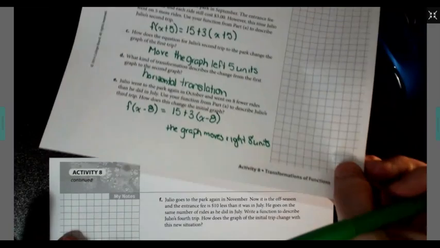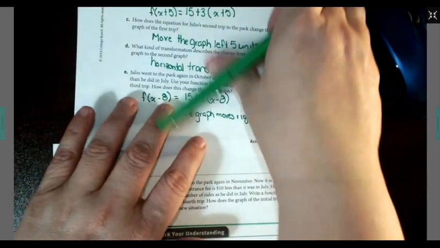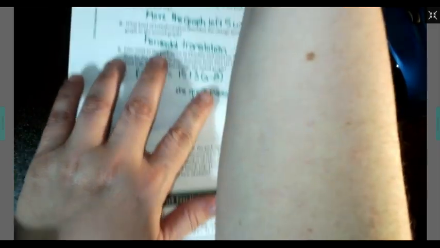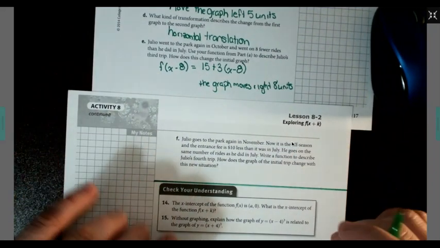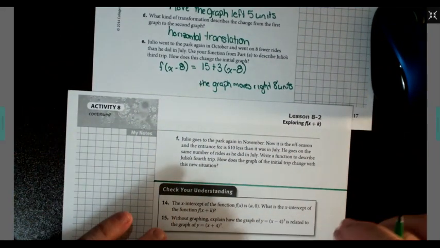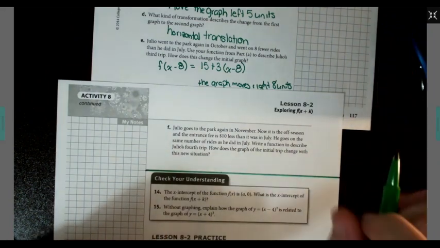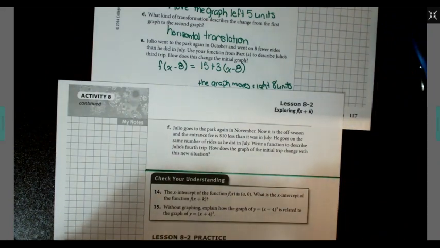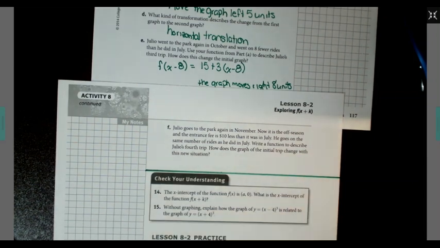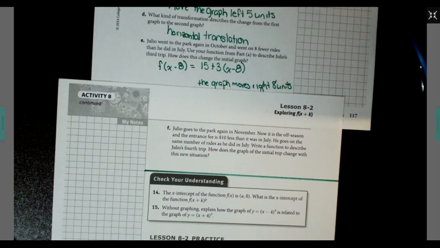Letter F is at the top of the next page. Okay. Julio goes to the park again in November. Now that it's the off season, the entrance fee is $10 less than it was in July. He goes on the same number of rides as he did in July. Write a function to describe Julio's fourth trip, and how does the graph of the initial change?